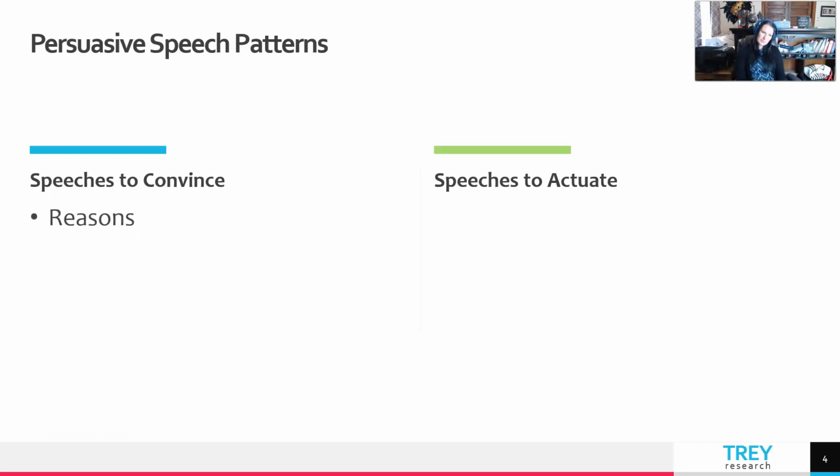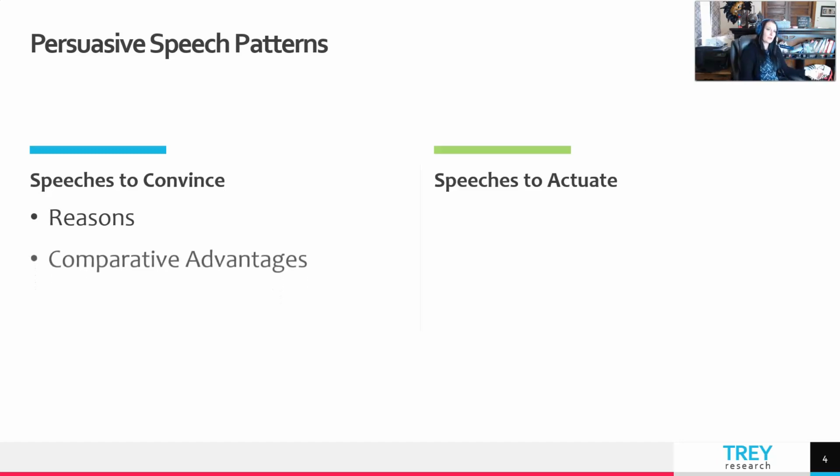So, whenever you have a speech that is designed to convince somebody, the first pattern that you can use would be a reasons pattern. And that simply means that the body of your presentation is organized into separate reasons for why you are right. So, you might have the proposition that marijuana is addictive, and then the body of your presentation is reason one, reason two, reason three.